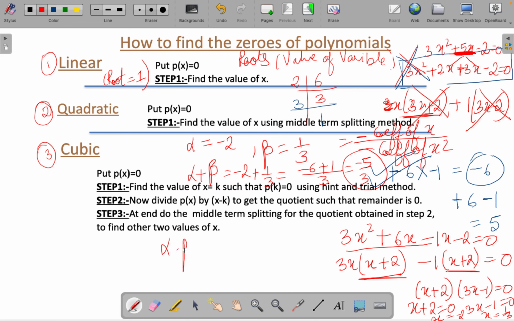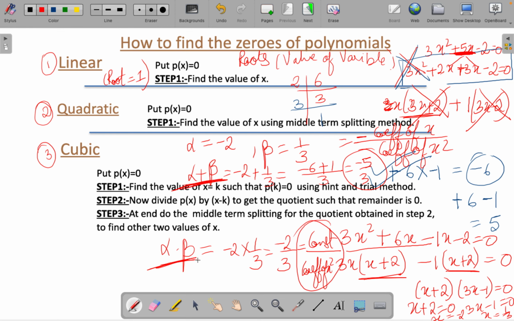Similarly, if you want to find the relationship between alpha into beta, it will be minus 2 into 1 by 3. So minus 2 into 1 by 3 is minus 2 by 3. Again, you can see it is the constant term upon the coefficient of, again, x square. So these are the relationships: sum of roots, which is alpha plus beta, and product of roots, which is alpha into beta, for a quadratic equation.